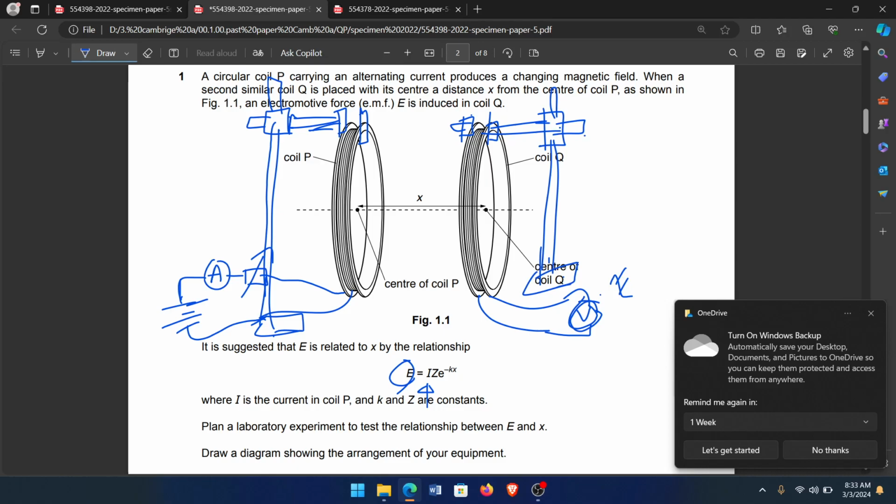Okay, meter rule, you can place it at the center exactly, or you can place it at the base also. Clear? This is the roughest case. And another thing, this coil surface must be vertical, so you can attach a what?